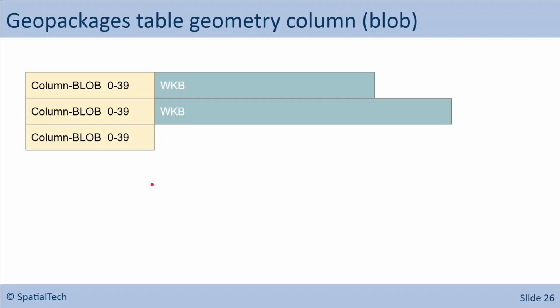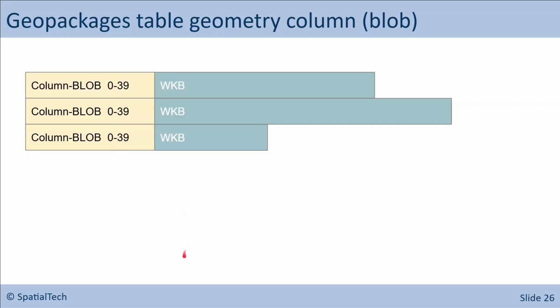So they put a little bit of header information ahead of the well-known binary. The idea is that if you already have tools that know how to read well-known binary, then once you consume this first 40 bytes, it's stock standard OGC well-known binary after that. And those are also variable length records like the shapefile, because how many vertices are you going to have in a line? Don't know. How many are you going to have in a polygon? Don't know. So you need to have a variable length record to store that shape.